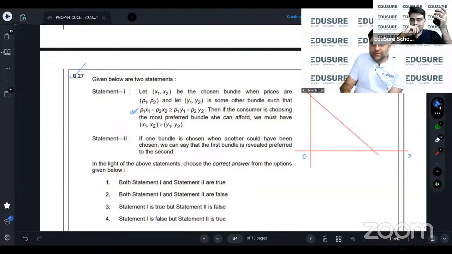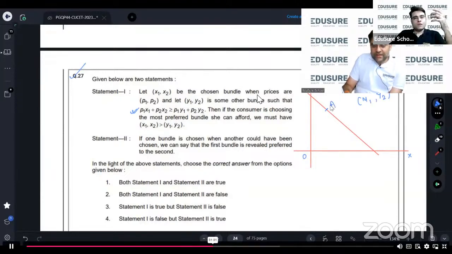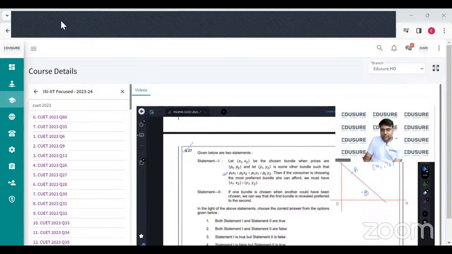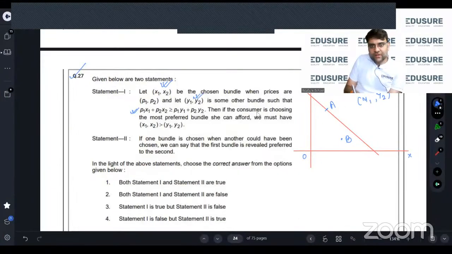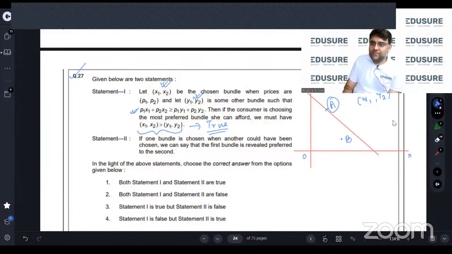Now there are two bundles. x1, x2 is say a point A, and y1, y2 is a point B. So point A is chosen when point B is affordable. So x1, x2 is chosen when y1, y2 is affordable. Then if the consumer is choosing the most preferred bundle she can afford, we must have x1, x2 revealed preferred to y1, y2. This is correct. This is true. Because I chose A when B was affordable, so it means that A has to be revealed preferred to B.